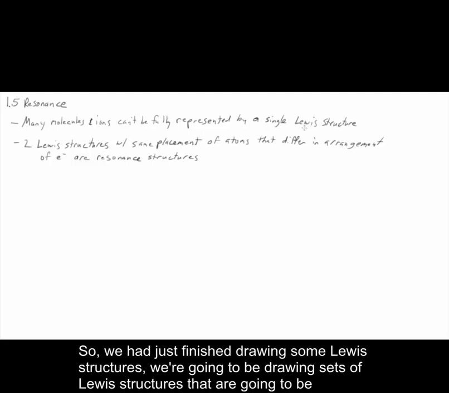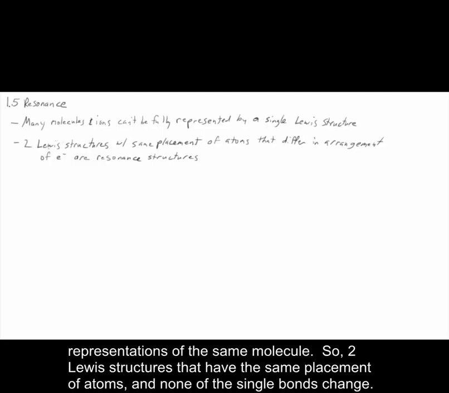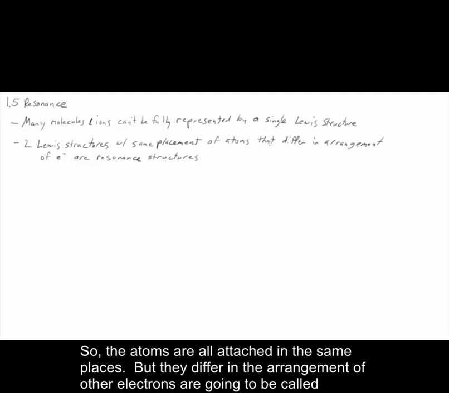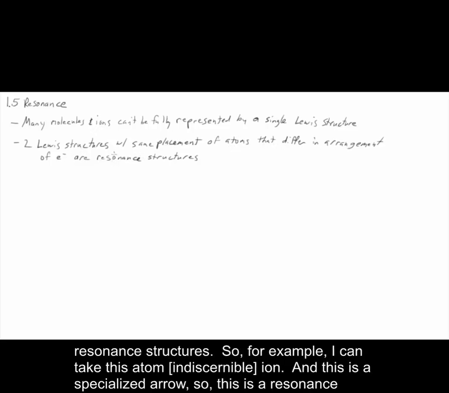So we've just finished drawing some Lewis structures. We're going to be drawing sets of Lewis structures that are going to be representations of the same molecule. So 2 Lewis structures that have the same placement of atoms. None of the single bonds change, so the atoms are all attached in the same places, but they differ in the arrangement of other electrons, are going to be called resonance structures.